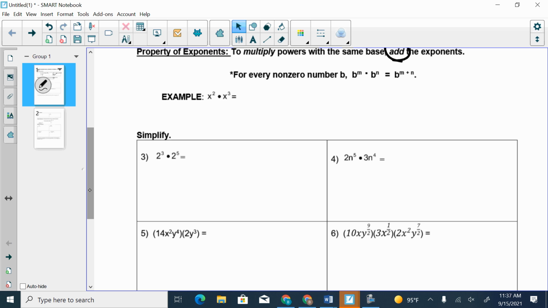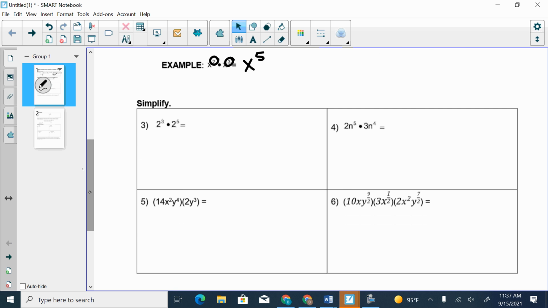Okay, so on this example here, I've got x to the 2nd times x to the 3rd. What do I have? X to the 5th. Good. All I do is add my 2 exponents. Okay? All right, so on number 3, I've got 2 to the 3rd times 2 to the 4th, right? All I'm going to do is add the exponents. So this is going to become 2 to the 8th. Okay?